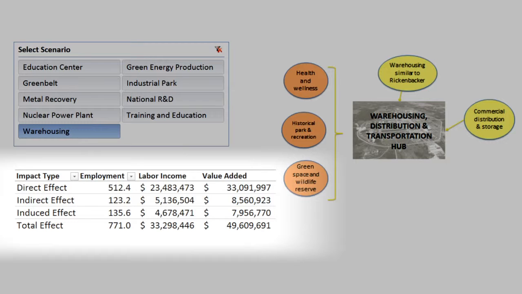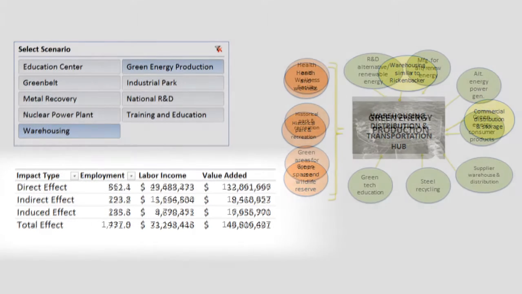Again, when we consider additional impact, indirect effects and induced effects, the total economic activity comes to over 771 jobs, $33.3 million in labor income, and $46.76 million in value added.